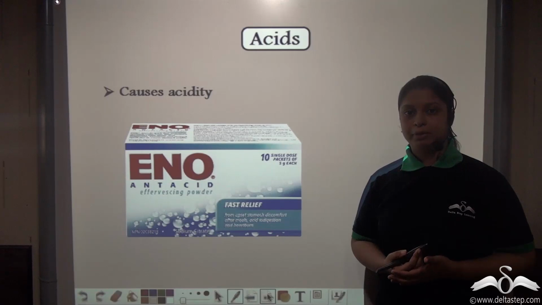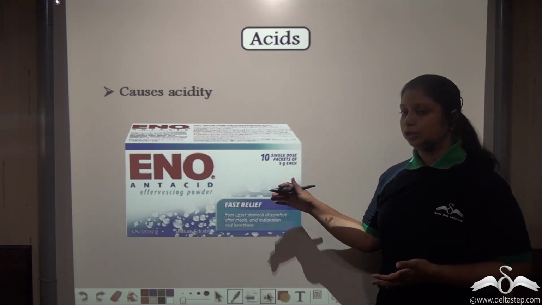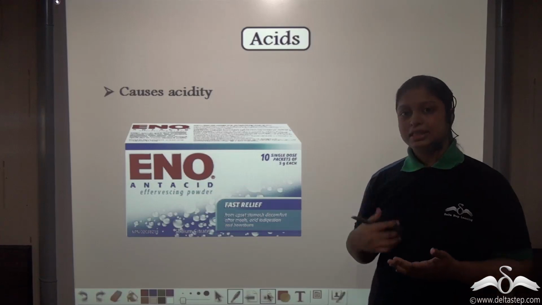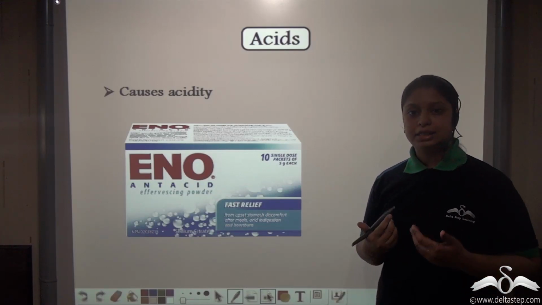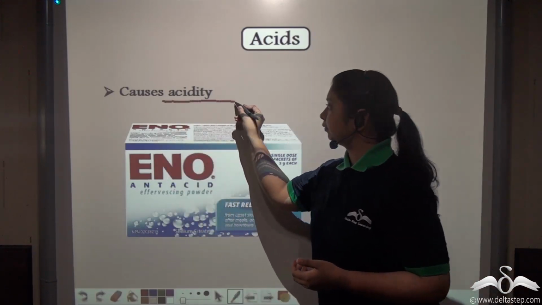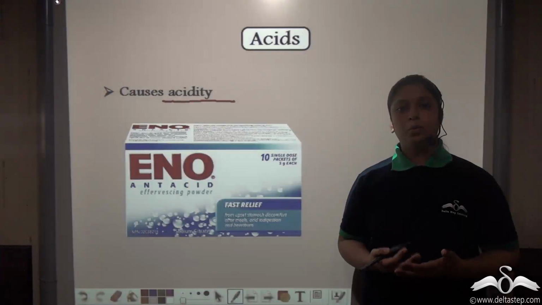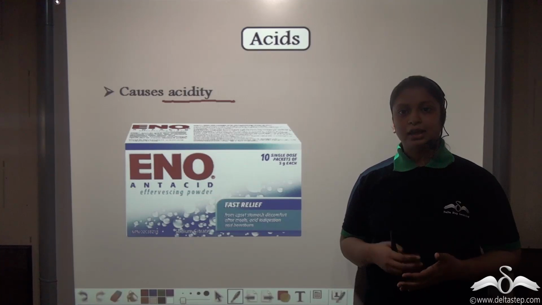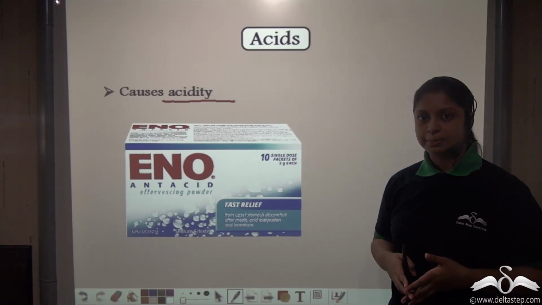You might have seen people taking antacids like ENO to relieve acidity. Thus, acids inside our body cause acidity. So, what are the different sources of acid? Well, let's start with the most common ones, that is, the acids contained in food substances.